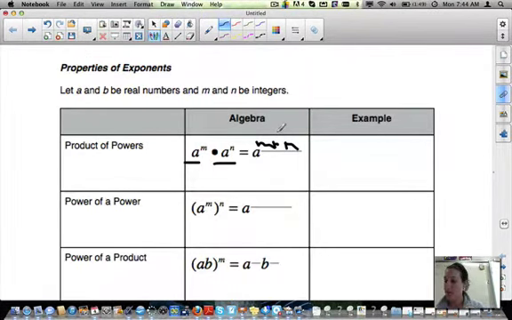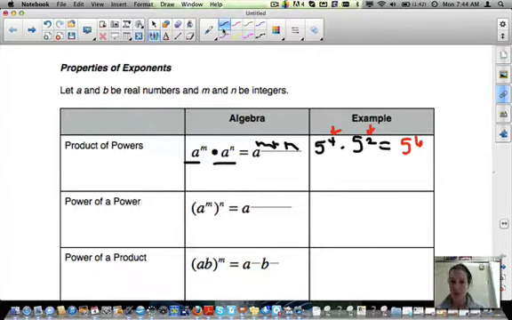So an example of that, I could have 5 to the 4th power, multiply it by 5 squared. I have like bases. The rule is add exponents. So I am going to add the 4 and the 2 to get 5 to the 6th power.